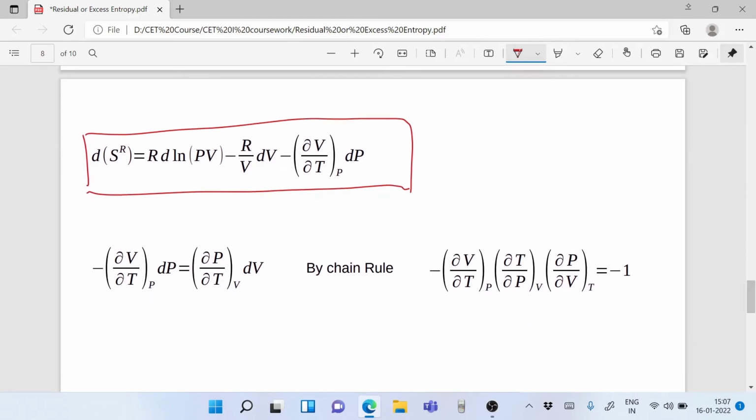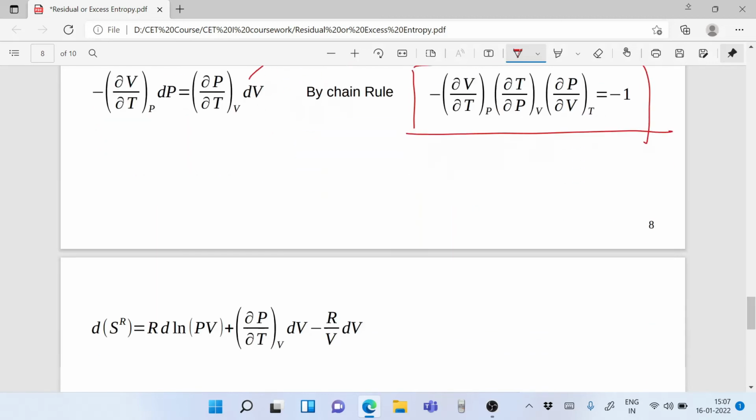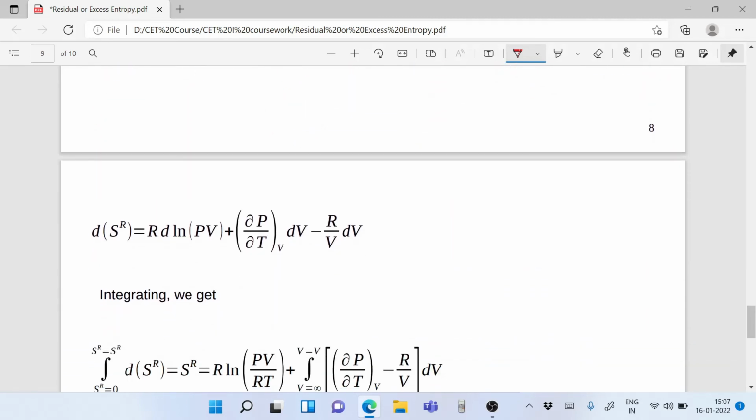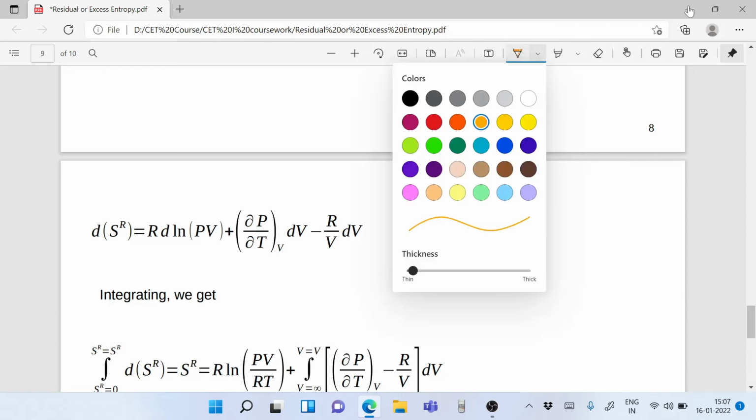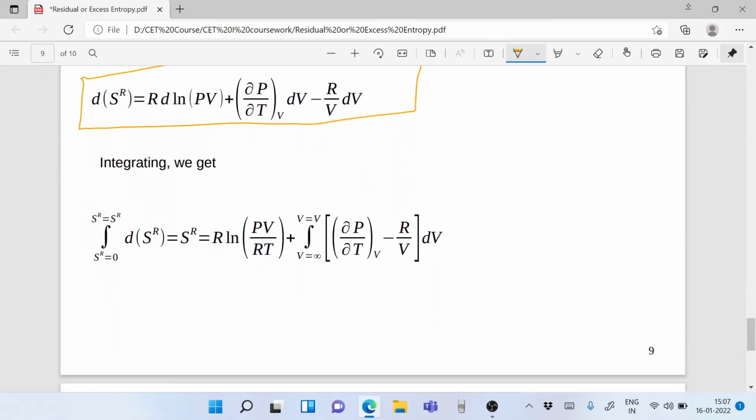Now by chain rule, this is the chain rule we have in thermodynamics over any three variables, that is volume, temperature and pressure. This chain rule can be used. We have minus (∂V/∂T)_P dP is equal to (∂P/∂T)_V dV. Now we replace this two in the above equation. And finally, this is the equation we get. So this is the equation we get now for the residual entropy.